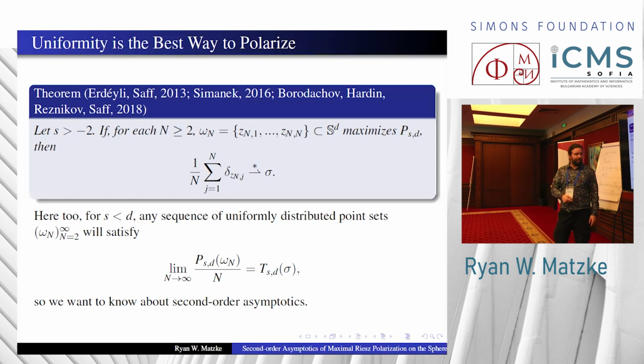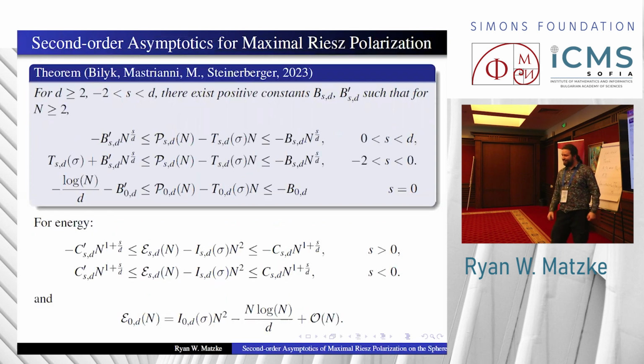And so this is where my collaborators and I come in. We, in the last year or so, were able to find some bounds on the second order asymptotics of maximal Riesz polarization. For an upper bound, you'll notice that in all cases, we have some negative constant times n to the S over D, while as far as the lower bounds are concerned, we have a match exactly when S is in the singular range between 0 and D, but we start getting other things when we go outside of that range.